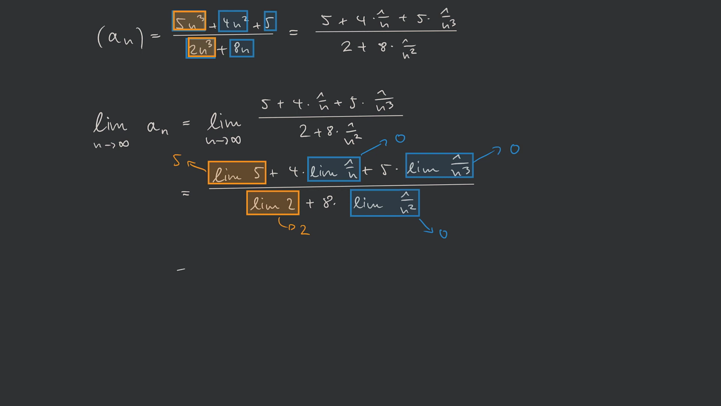So using all these simplifications, we can write 5 plus, well, the remaining summands in the numerator are both 0, so only 5 remains divided by 2. And that's it. That is the limit of our sequence. There we go.